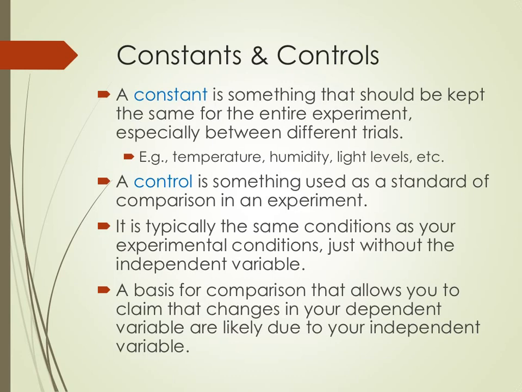Kind of coming off that same statement, we have a control. A control is something that's used as a standard of comparison. A control is typically the same conditions as those experimental conditions, but without that independent variable. It gives you some kind of basis for comparison that allows you to claim, again, that the changes you see in your dependent variable are likely due to that independent variable and nothing else. Controls are hard, and we'll work with them all year, getting you good at this, and trying to get you to recognize what is a valid control and what is not a valid control. Often in previous science classes, they tell you it exists, and then you don't ever do anything with it. In this class, it's going to be different.